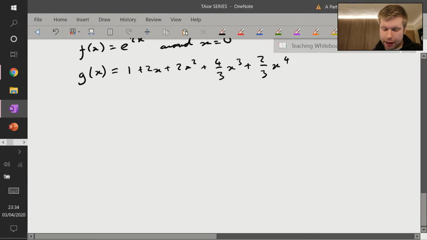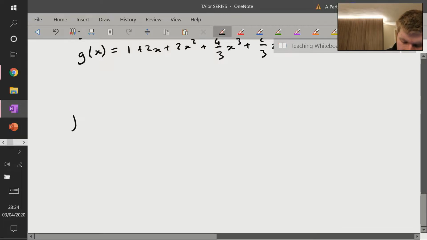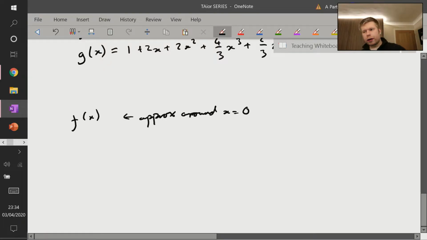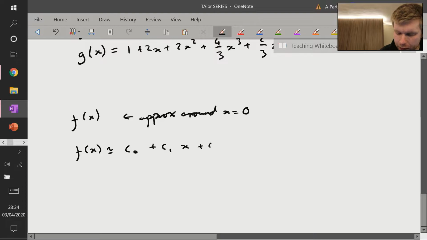What's actually happening here? If I have a function f of x, and I want to approximate it as a polynomial around, let's just stick with x equals 0 for the time being, we'll talk in a minute about how we can change this to a different value, then f of x should be approximately equal to the general form: c0 plus c1 times x plus c2 times x squared plus c3 times x cubed, and so on forever.